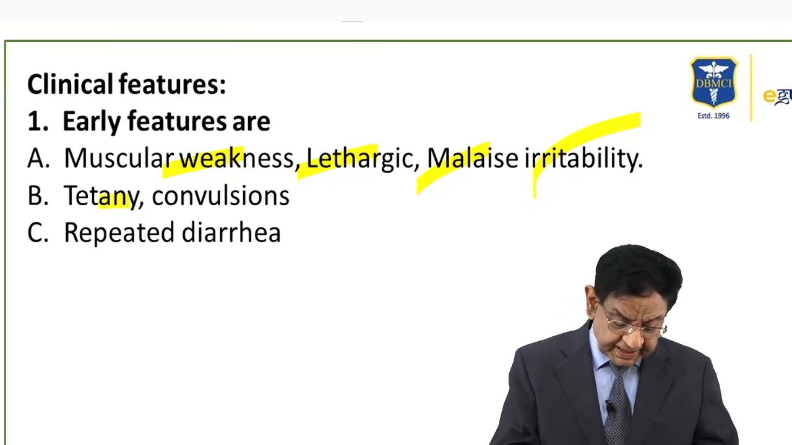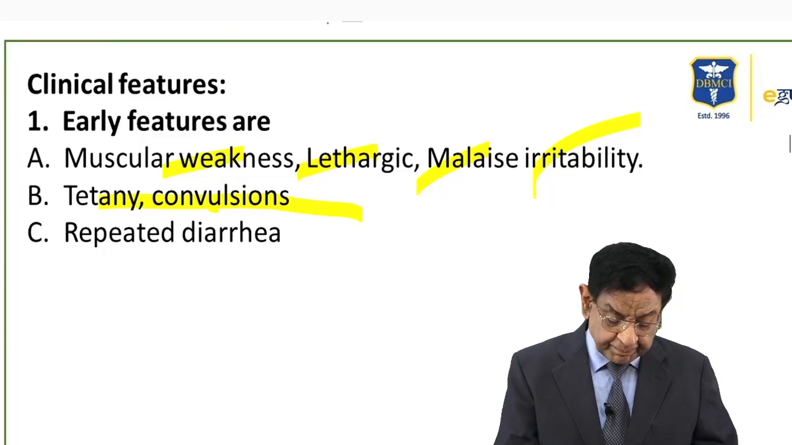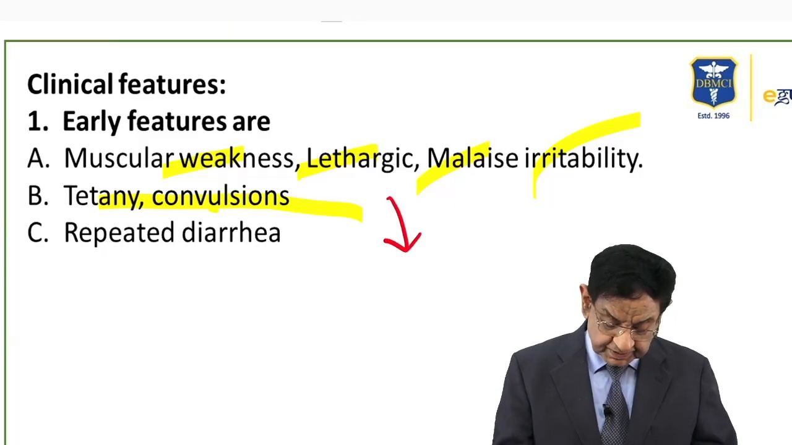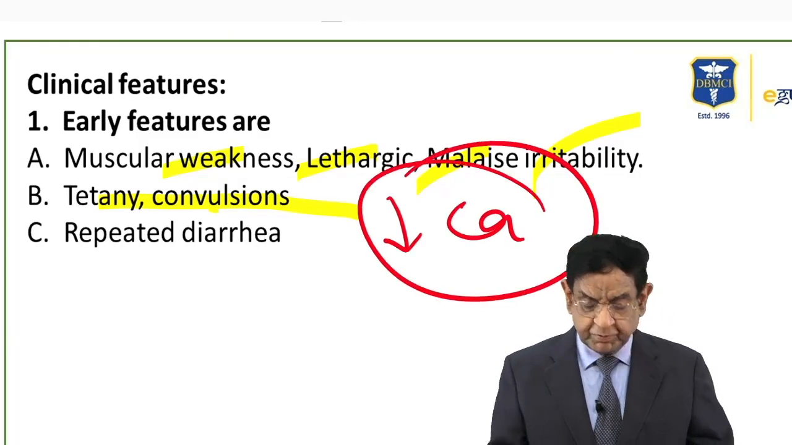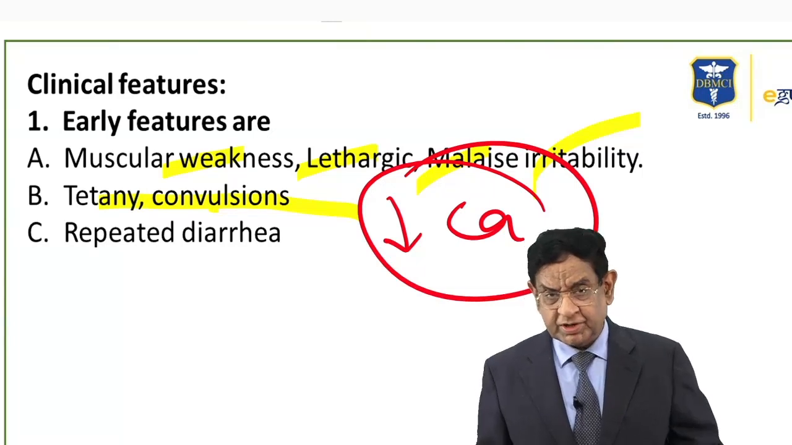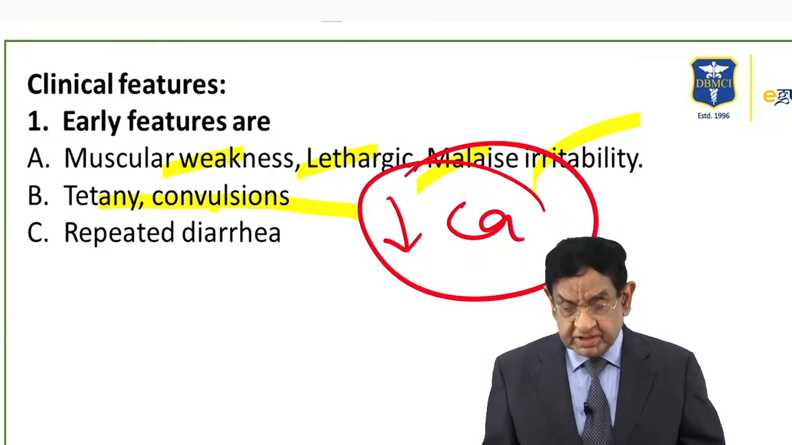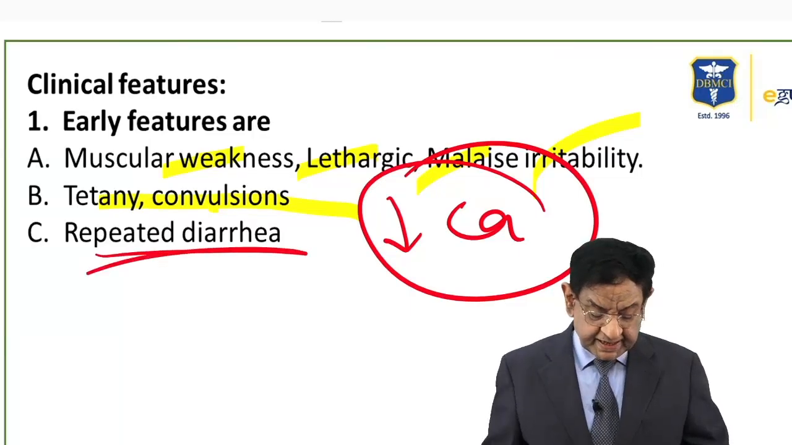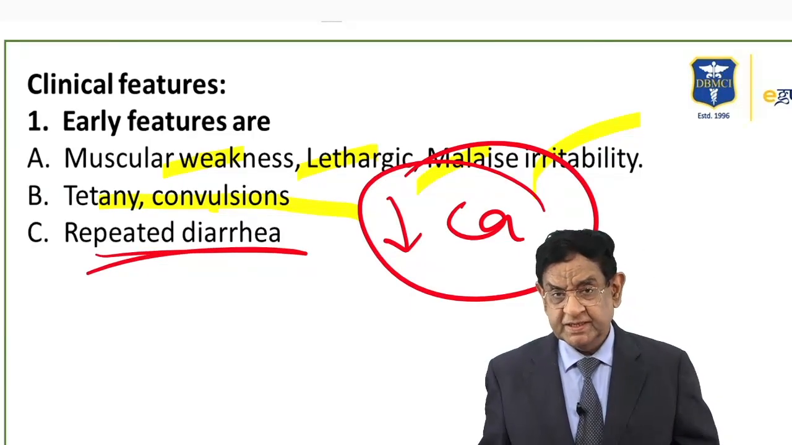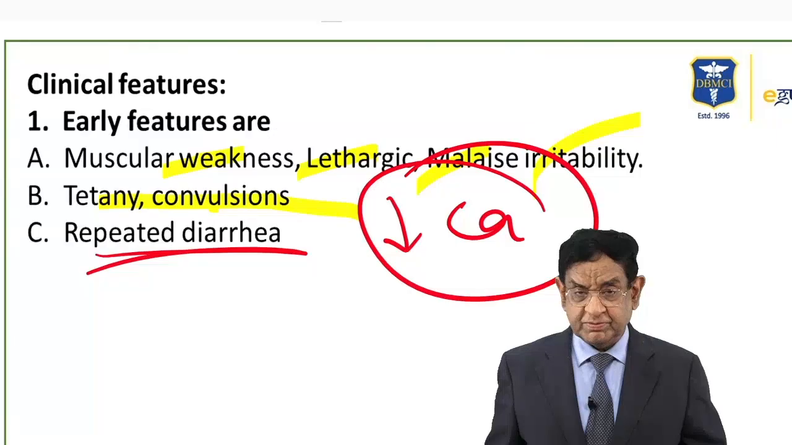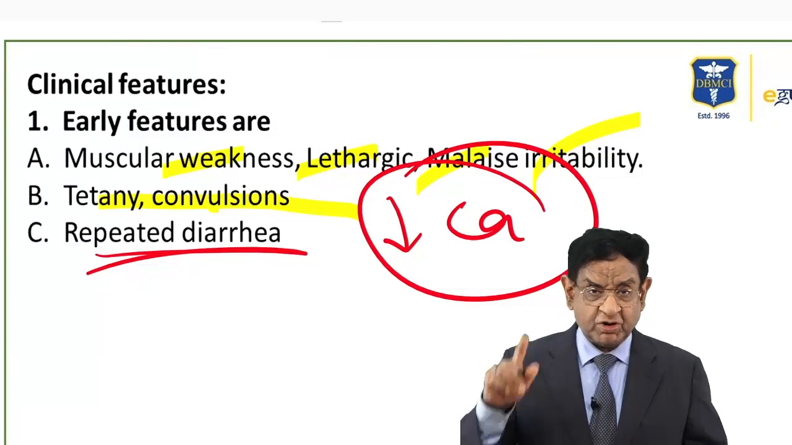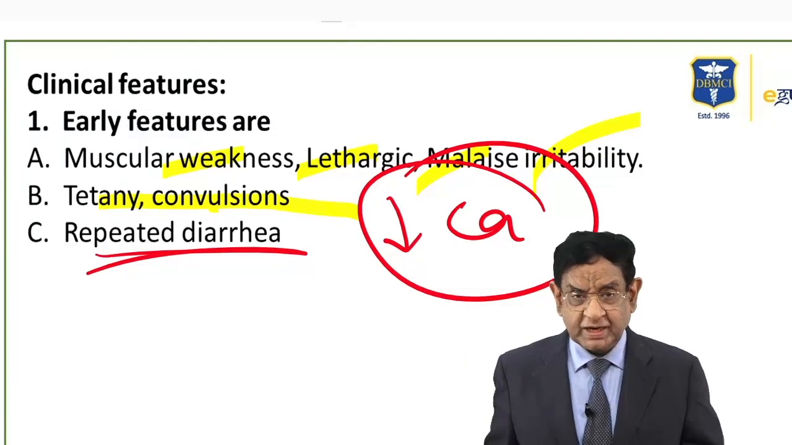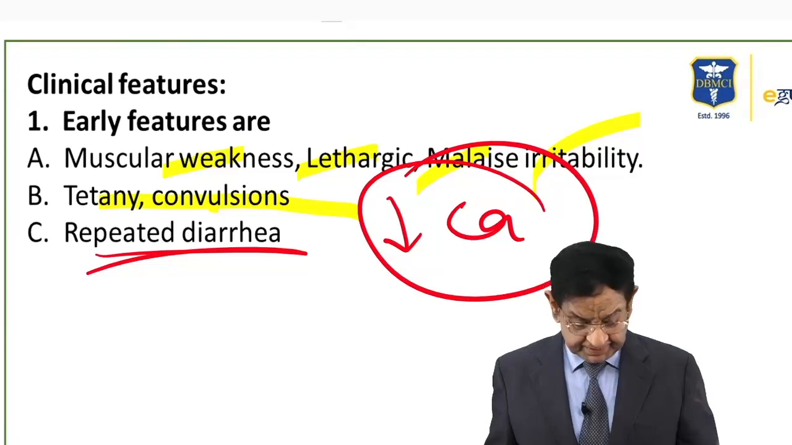Tetany and convulsions can occur, all due to hypocalcemia. Hypocalcemia can lead to tetany, which is abnormal contraction of the muscle. Convulsions can occur, especially in the newborn child. Repeated diarrhea can be a manifestation in this patient. Point to be noted: hypercalcemia leads to constipation, but low calcium can lead to diarrhea.